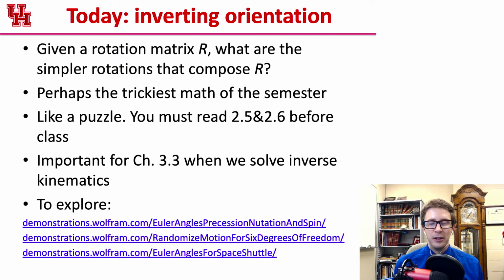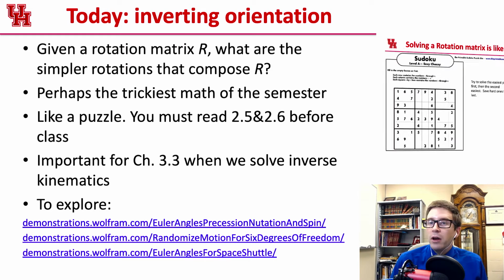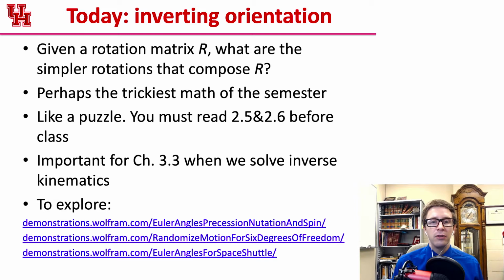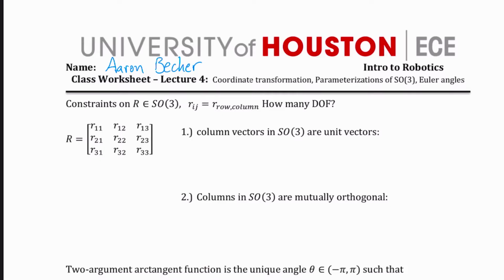Let's begin. So the background. We are given a rotation matrix named R, and we want to know what are the simpler rotations that together compose R. This is perhaps the trickiest math of the semester. I want you to approach it like a puzzle. Before we get started, you must read sections 2.5 and 2.6. The content that we learn now is going to be very useful when we solve inverse kinematics. I've given you a few links, which you'll see in the description, of different demonstrations which I find very helpful for understanding rotation. So what we start off with here is this rotation matrix R.